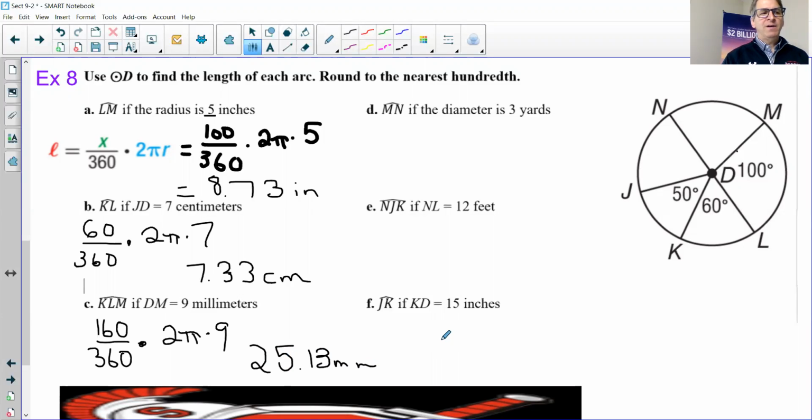That's the entire notes for section 9.2, measuring angles and arcs.